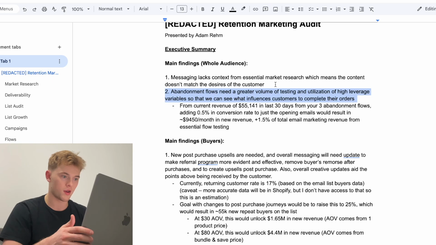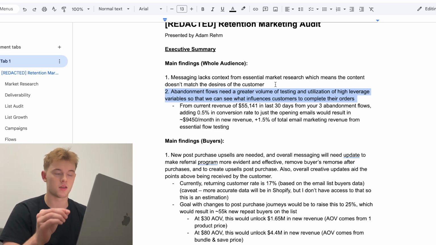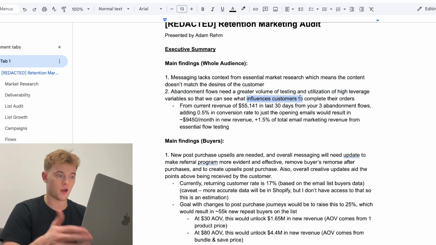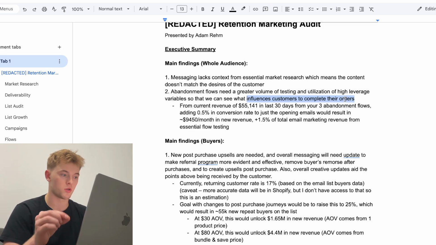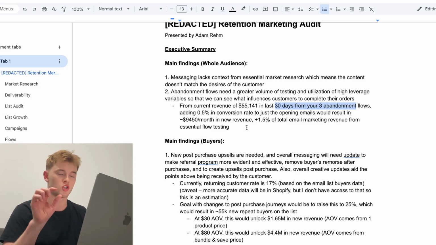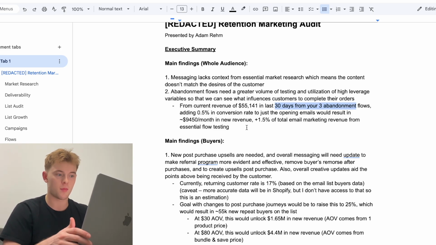Number two for the whole audience is that the abandonment flows needed more testing, like high leverage tests that need to be run on them. The reason is obviously because we want to see what influences their customers specifically to complete these orders. From their current revenue of $55,000 in the last 30 days from their three main abandonment flows, if we were to add about 0.5% in conversion rate to just the opening emails, that would result in about $10K a month in new revenue, about $94.50 in new revenue per month. So it's adding a nice 1.5% to their total email marketing revenue, just from some very basic essential flow testing. So that was a nice note.